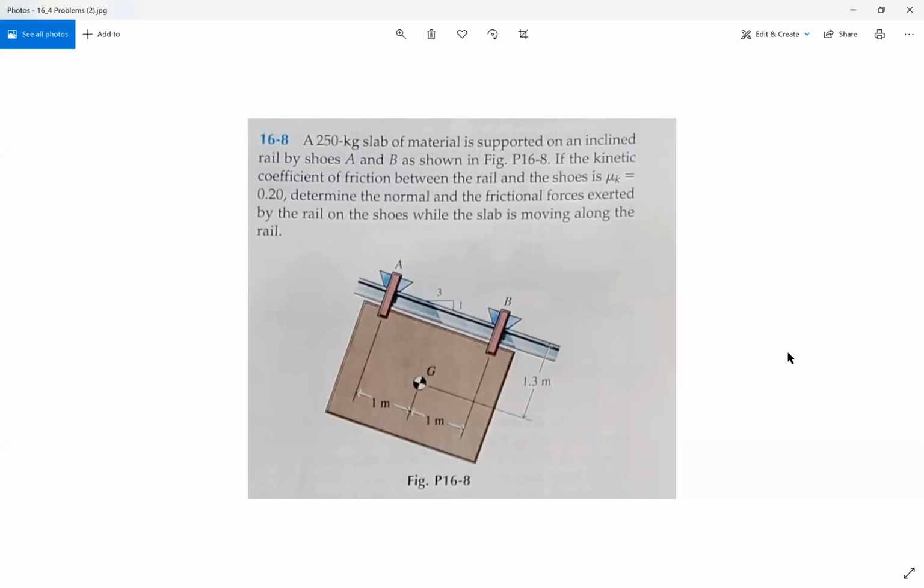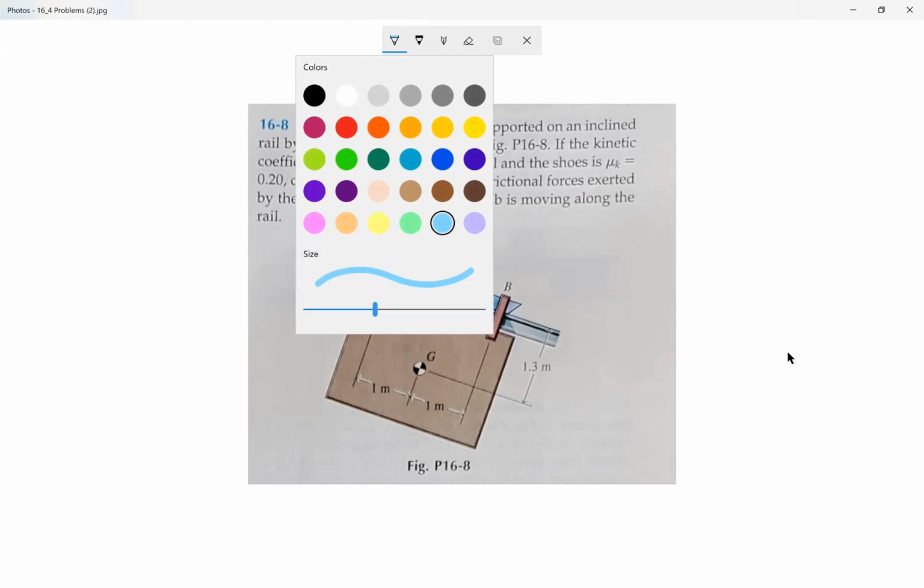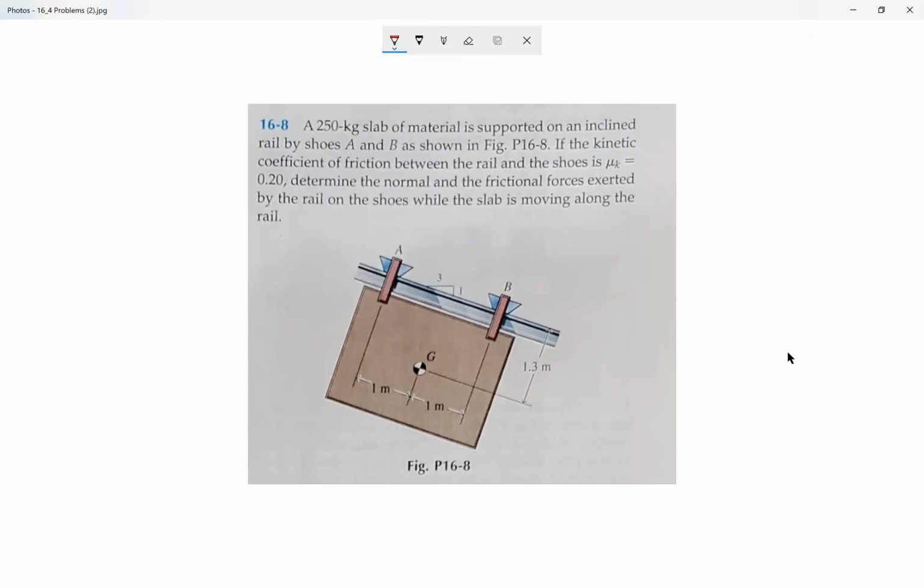Okay, so they're using some terms here that I just want to make sure that we are up to speed on. First, kinetic coefficient of friction is definitely implying that this thing is sliding. So you've got this mu sub k for kinetic coefficient of friction. Then they said determine the normal and frictional forces exerted by the rail. The normal being the forces perpendicular to the rail, and then there are going to be some frictional forces on the shoes of the rail as well. Don't forget center of gravity location matters, and they give us an incline with a 3 and a 1, a rise and a run. So let's take a look at the math for this.